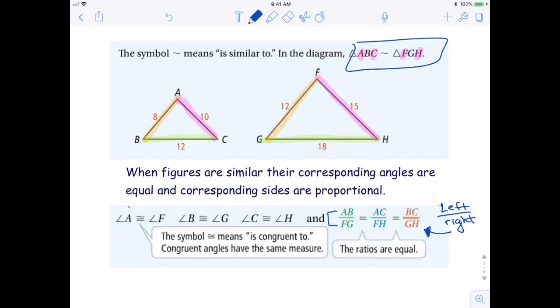Also, in similar figures, all angles are congruent. Congruent means that they have the same measure. So if angle A is 40 degrees, angle F is going to be 40 degrees because they're corresponding.